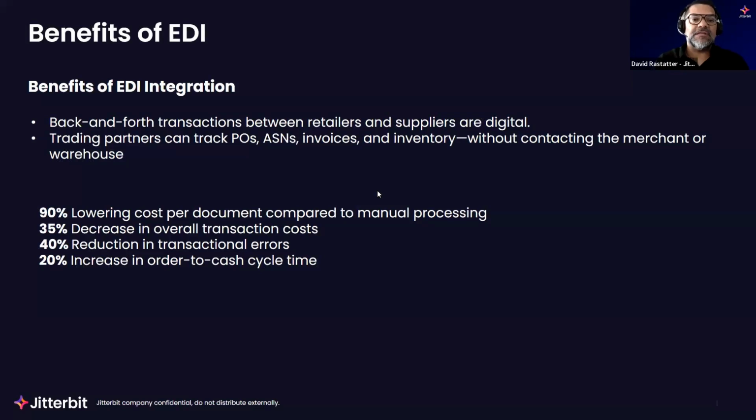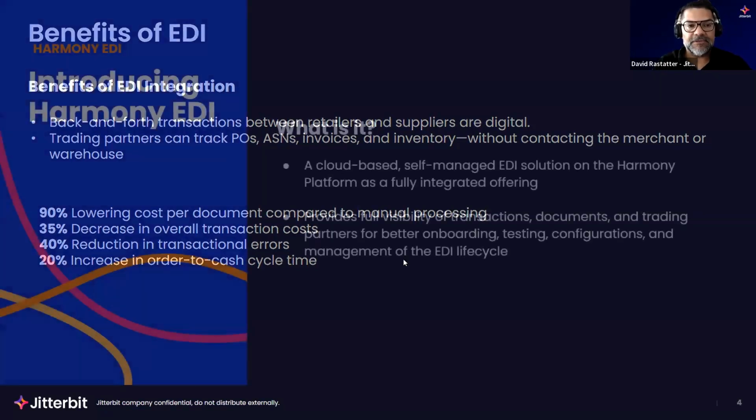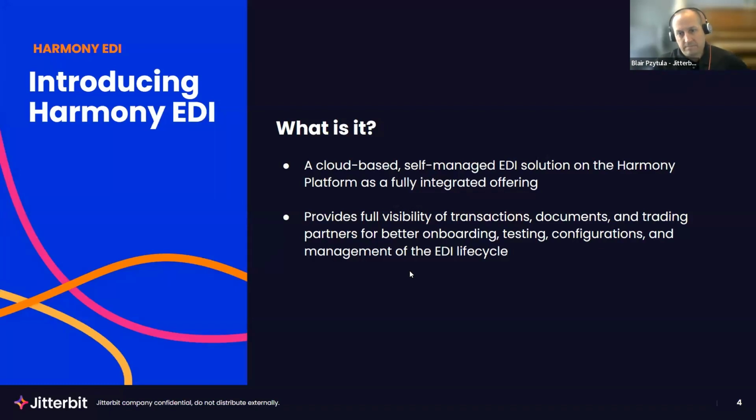As I was saying, the benefit of EDI integration is automating the back and forth data exchange between you and your retailer or marketplace. Some of the benefits are lowering cost per document compared to manual processing by 90%. We've seen a 35% decrease in overall transaction costs, and that could be from redoing things because you're doing things manually. And then a 40% reduction in transactional errors. That's where that automation comes in to take that off the table. And then also a 20% increase in order to cash cycle time. Next slide, please. With that brief overview, I'm going to hand it over to Blair.